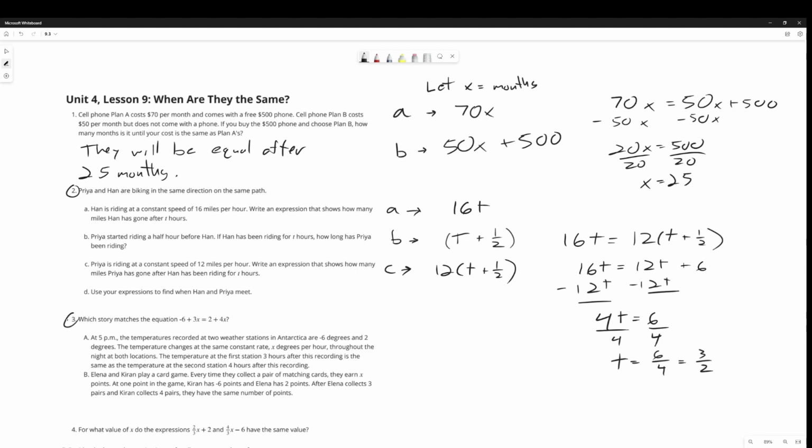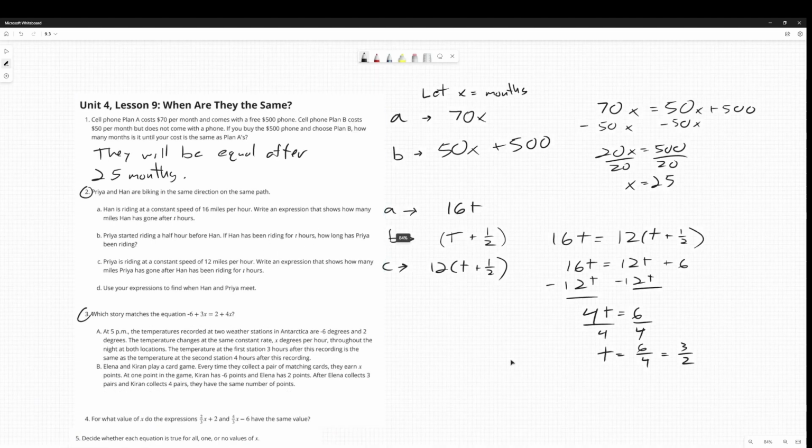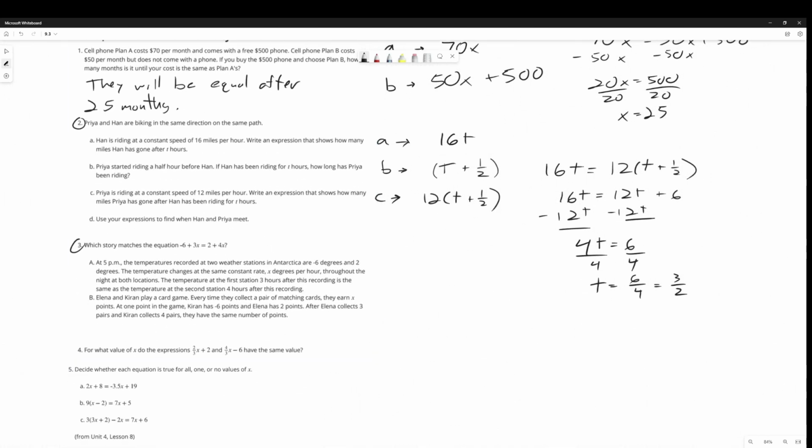All right, number 3. Which story matches the equation -6 plus 3x equals 2 plus 4x? So let's look at A. At 5 p.m., the temperatures recorded at 2 weather stations in Antarctica are at -6, and one is at 2 degrees. Temperature changes at the same constant rate, x degrees per hour, throughout the night. And the temperature at the first station after 3 hours is the same as the temperature at the second station after 4 hours. So let's figure this one out.